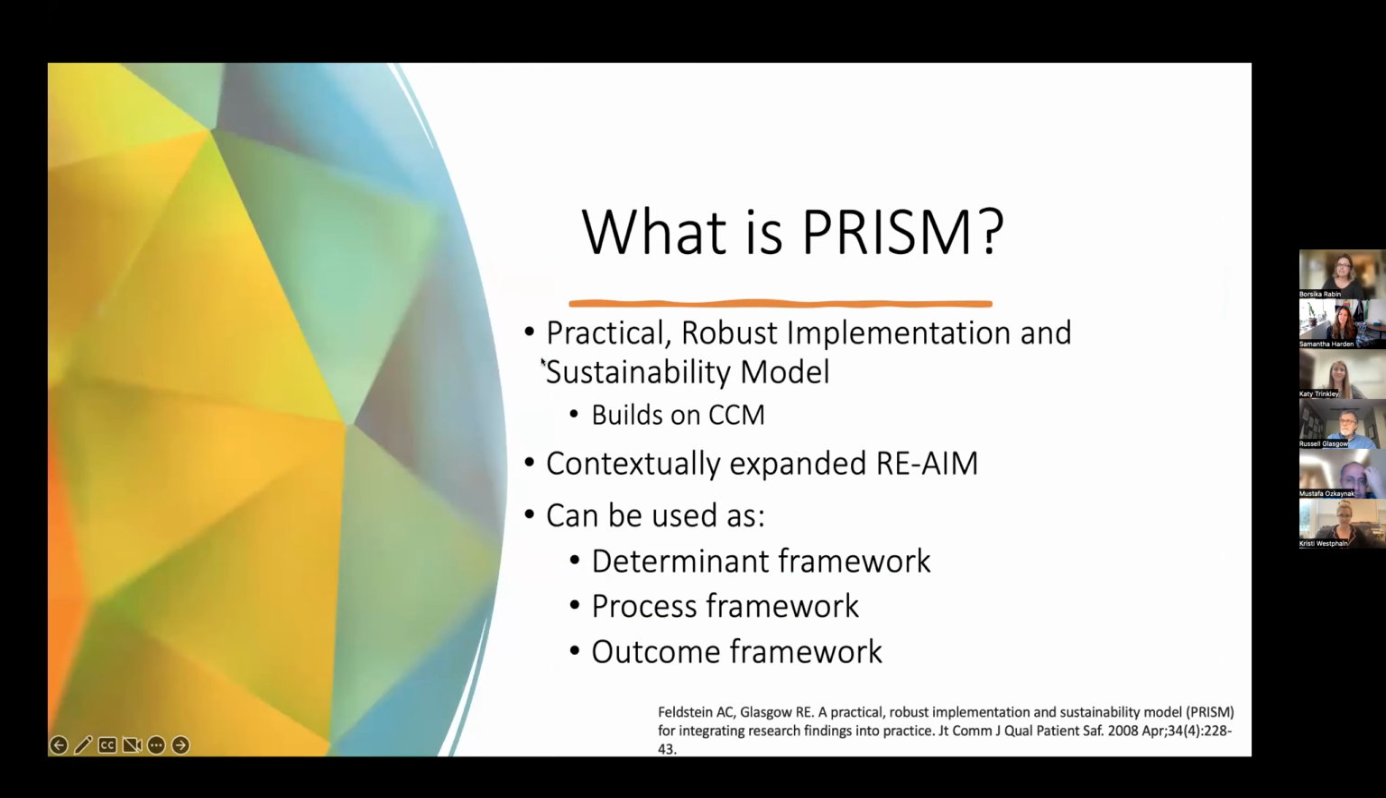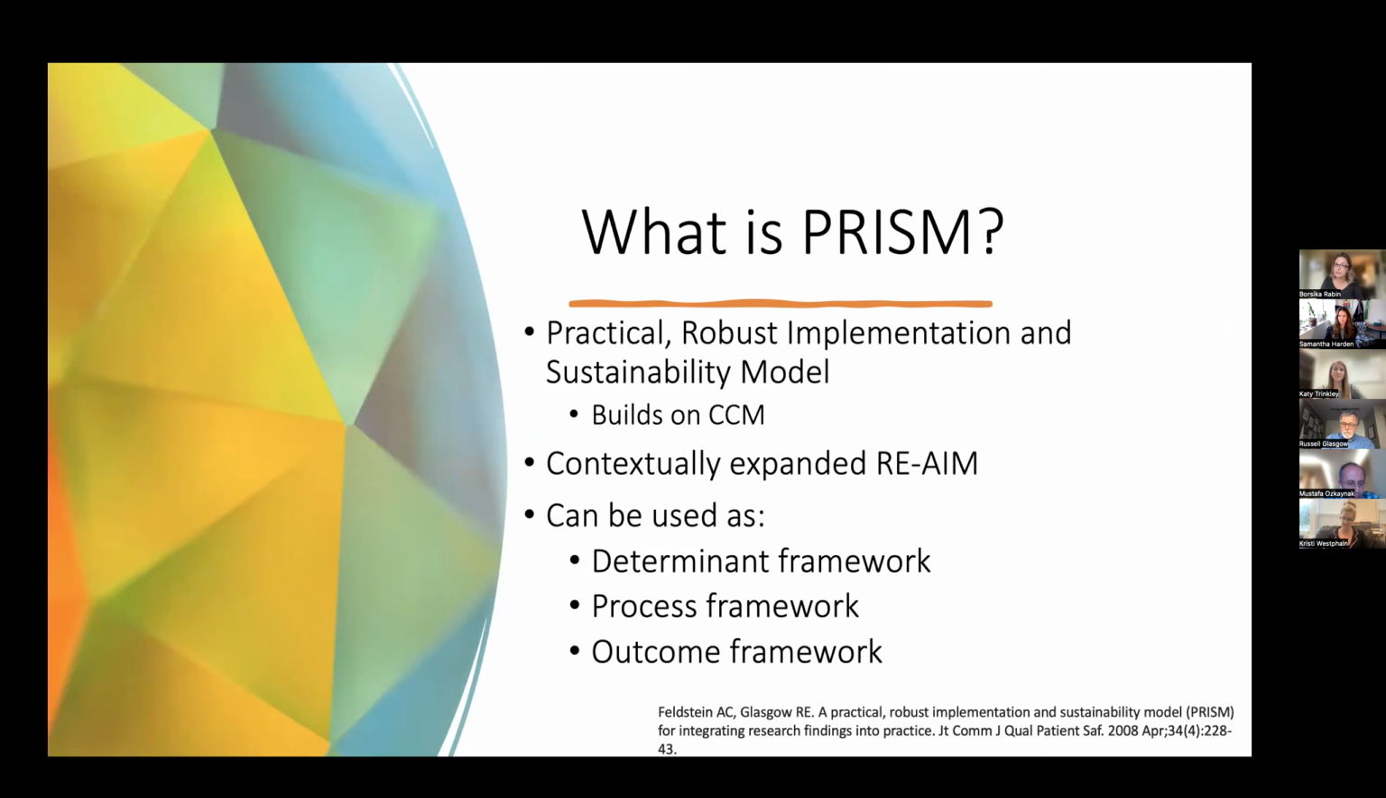So what is PRISM? Most of you on the call, I assume, know PRISM. And so I would like to encourage you during this session to use the chat for comments and questions. Please do put in your name and affiliation. Who is here would be good to know. And then if you could also share your experience level with PRISM. Are you familiar with it? Have you used it before? For those of you who are newer to PRISM, it is, again, the practical, robust implementation and sustainability model.